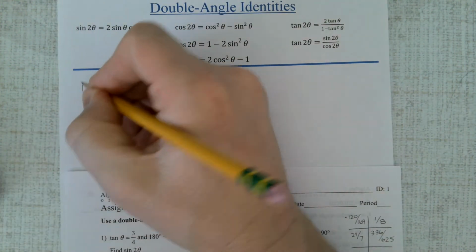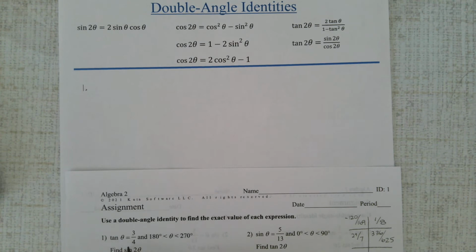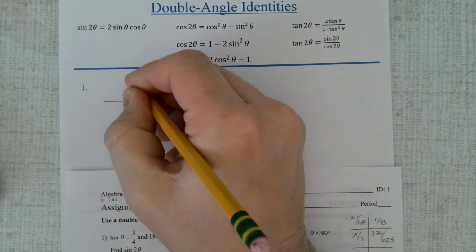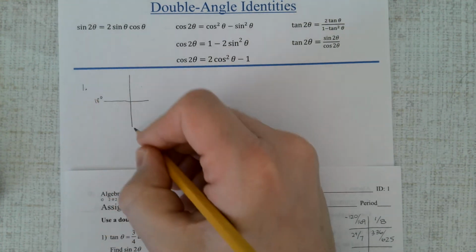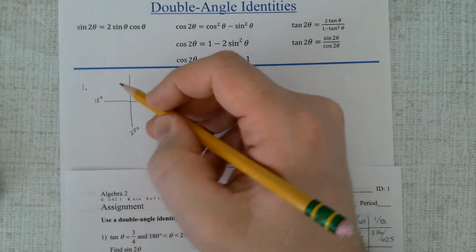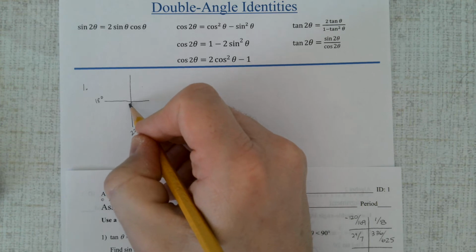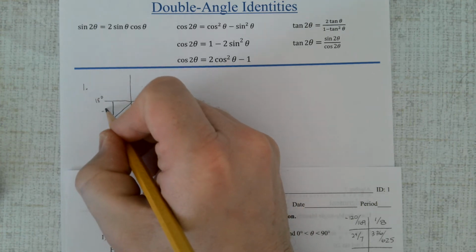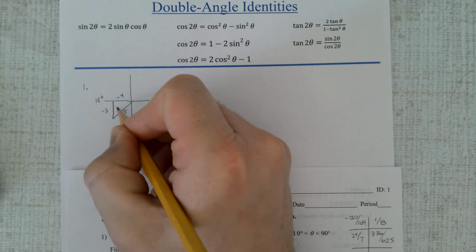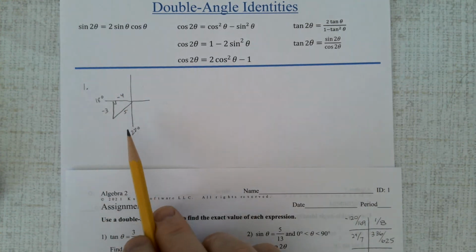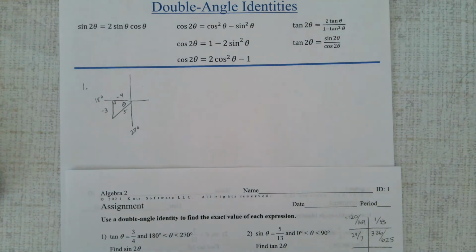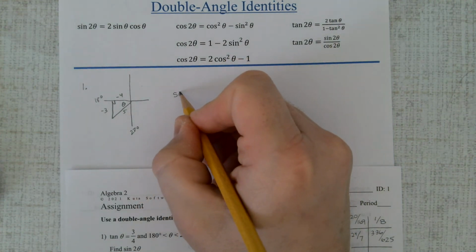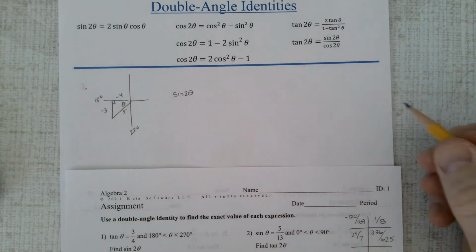Problem number 1. First thing we always want to do is figure out what this angle is. Tangent of theta is 3/4. Well, 3/4 could be here or here, but it's in this quadrant down here, 180 to 270. So it's down here. Draw the triangle. Opposite over adjacent is tangent. So there's our triangle that we're doing. This is theta right here. And our job is to find the double angle sine of theta.